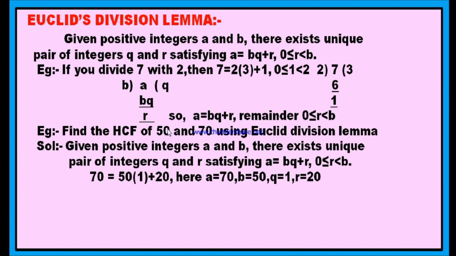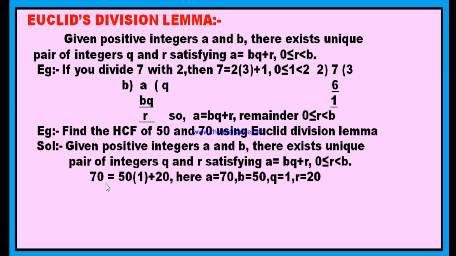Now we have to divide this 70 with 50. Now this 50 goes in 70 one time. Therefore 70 is equal to 1 time of 50. What is 1 into 50? 50. Now if you subtract 50 from 70, you will get 20. Therefore the remainder is 20. 70 can be written as 50 times of 1 plus 20.